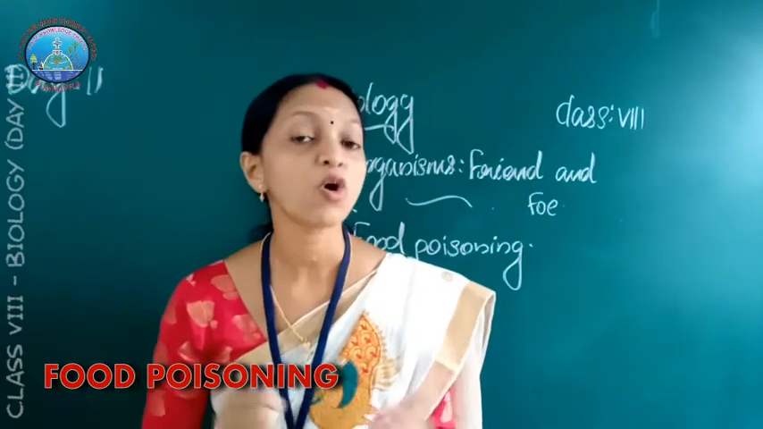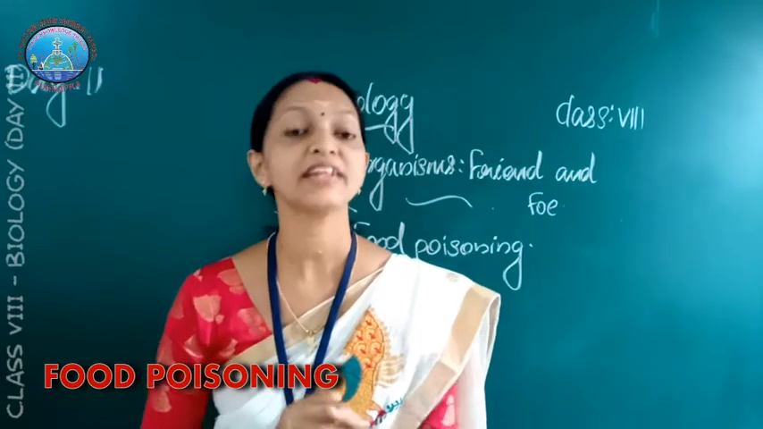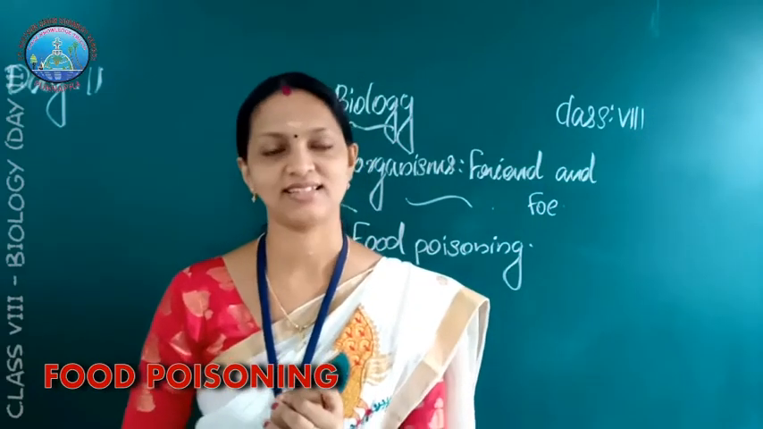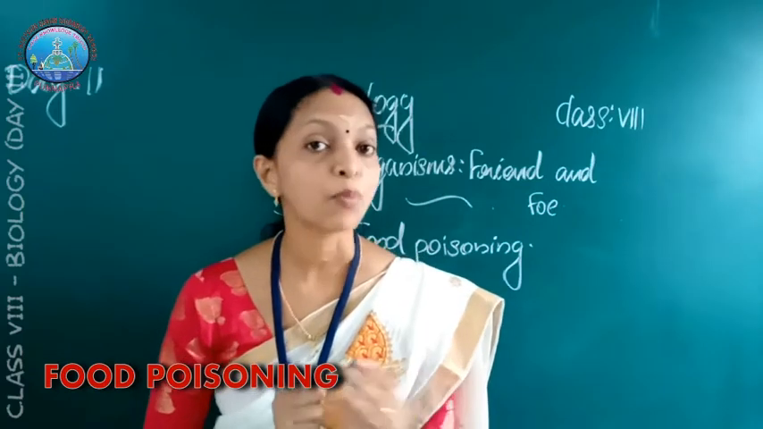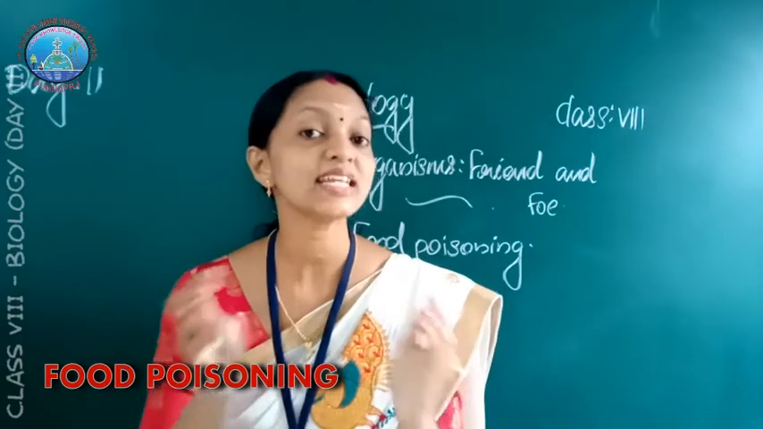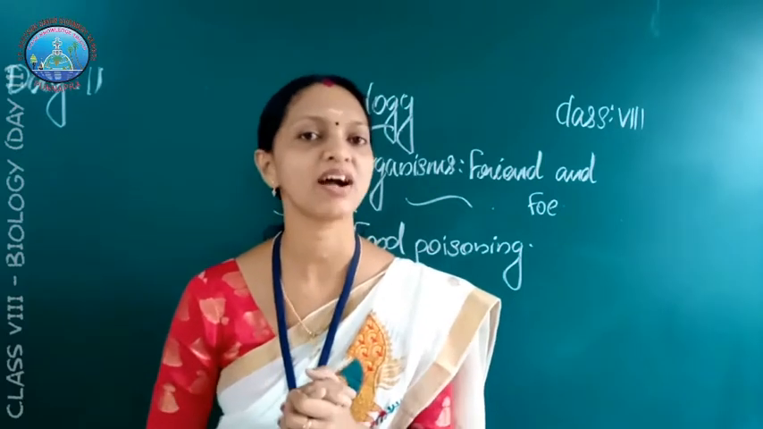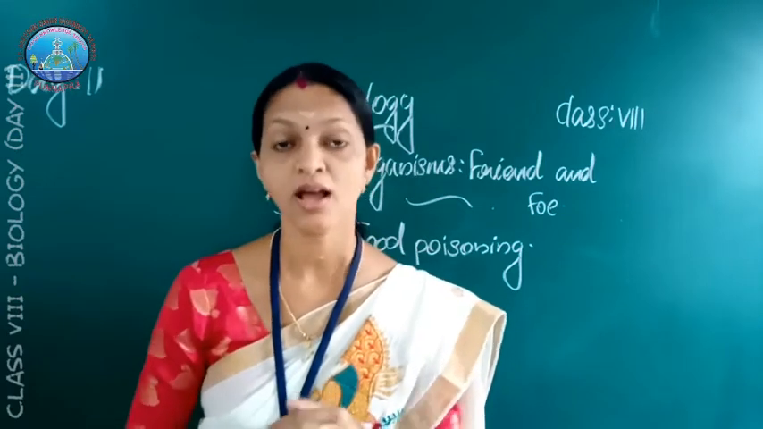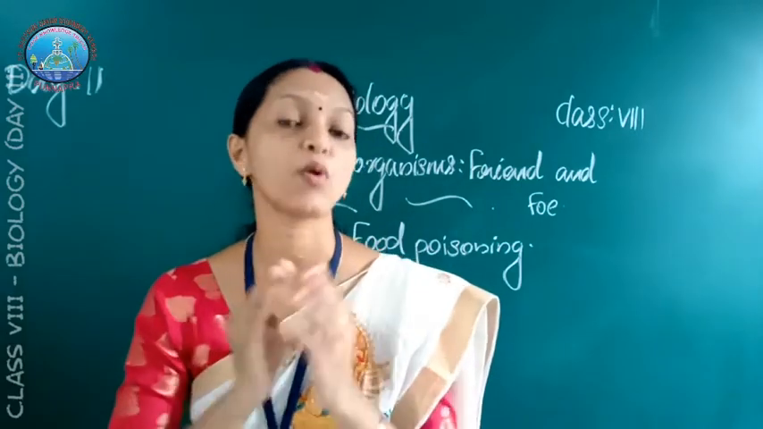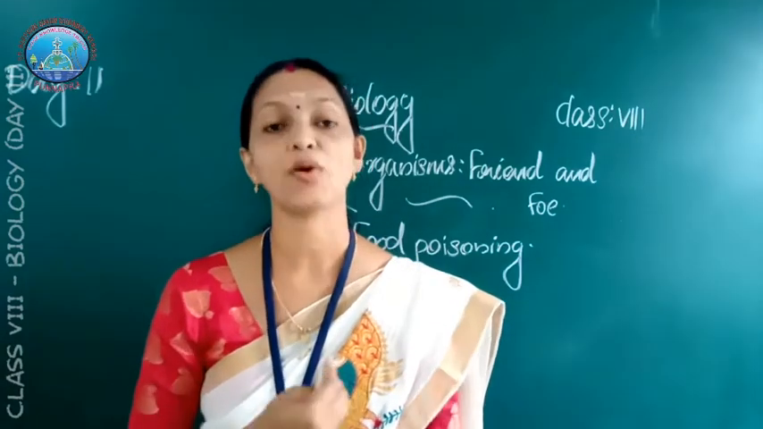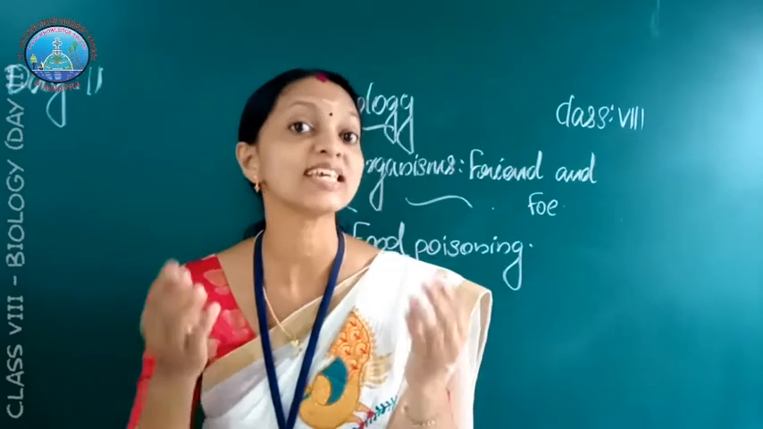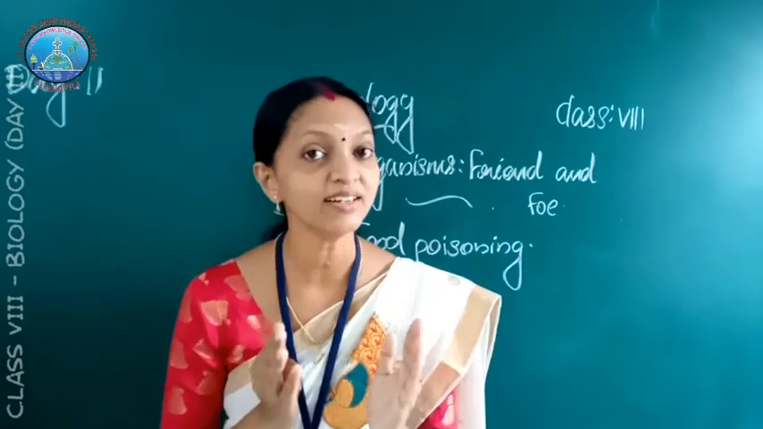Microorganisms can grow in our food and produce some toxic substance. This makes the food poisonous, causing serious illness and even death. Some of the microorganisms can react with our food and produce toxic substance, and this makes our food poisonous.